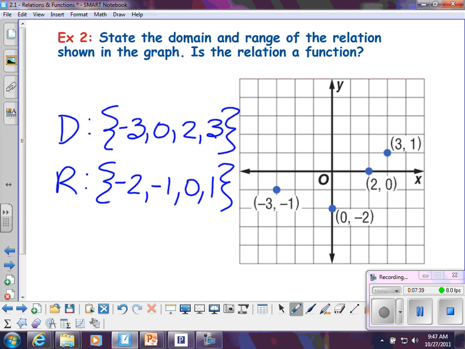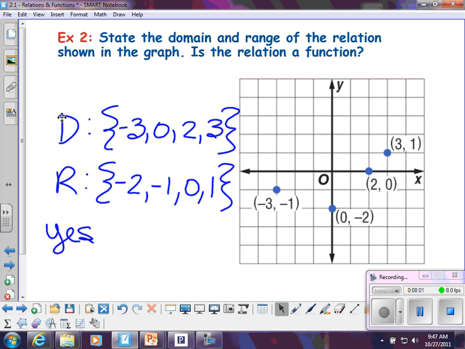That shouldn't take long at all, should it? No. And is this a function? Yes. Because none of my x values are being paired, none of my x values are being doubled, right? Paired with different y values. They're all just once, right? Okay.